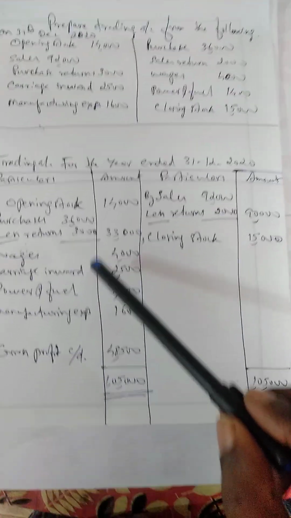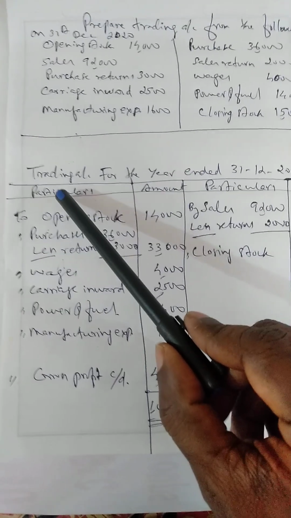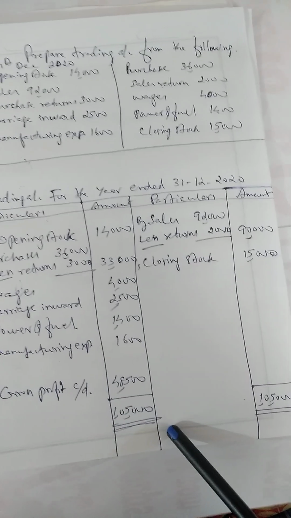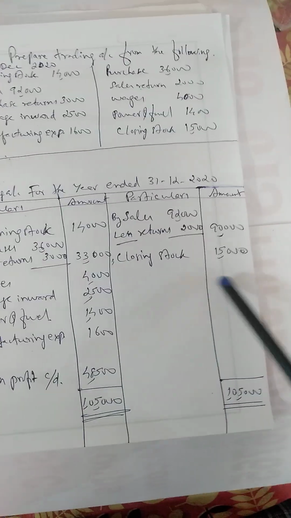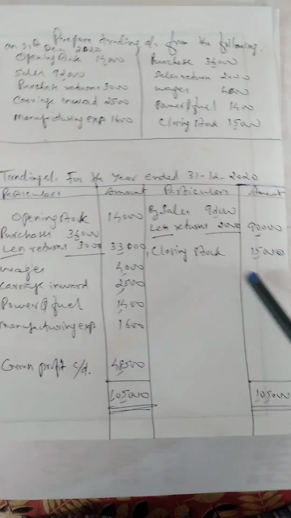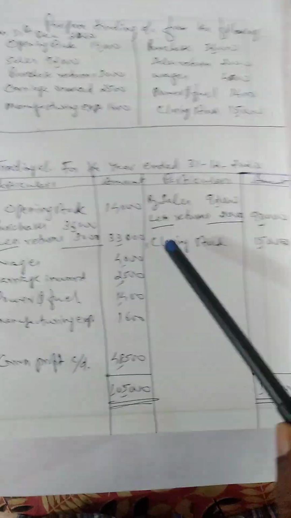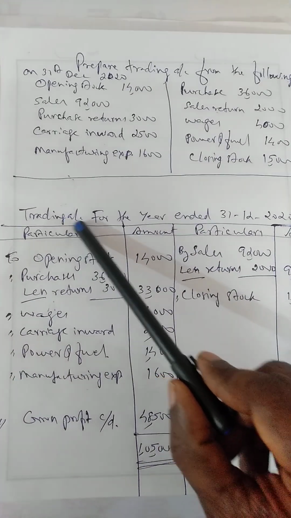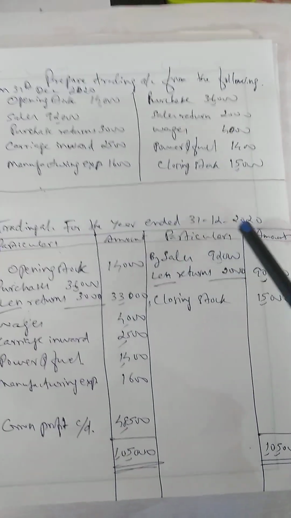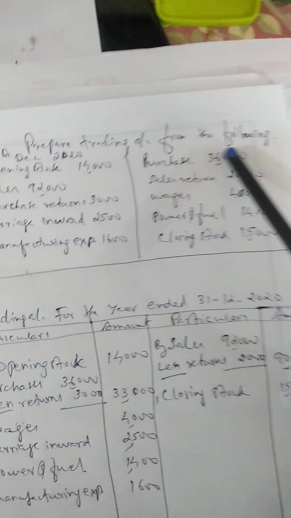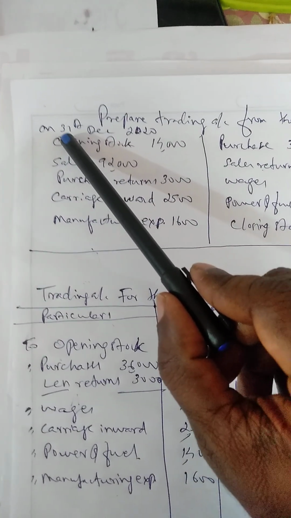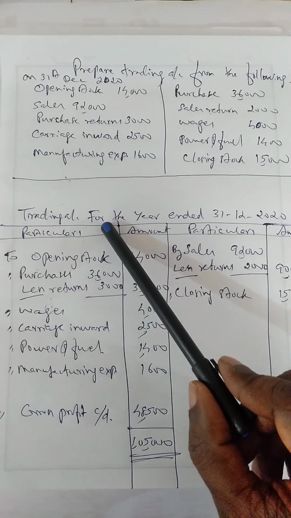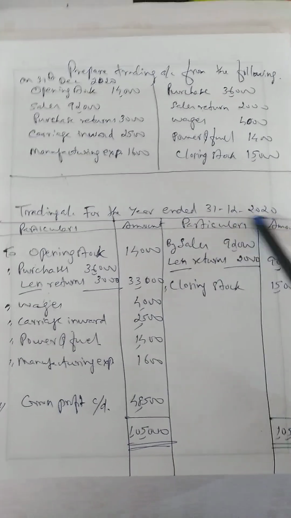Okay, here a trading account is drafted. See, a page is here. The page is divided in its midst, a left hand side and a right hand side, equal left hand side and equal right hand side. This left hand side is called debit side and this right hand side is called credit side. And as the heading we have to show like this: trading account for the year ended 31st December 2020. It is given in the question. Prepare trading account for the 31st December 2020. That is why the heading is written here: trading account for the year ended 31st December 2020. So this is a heading.